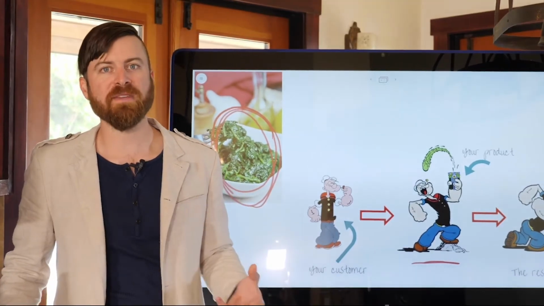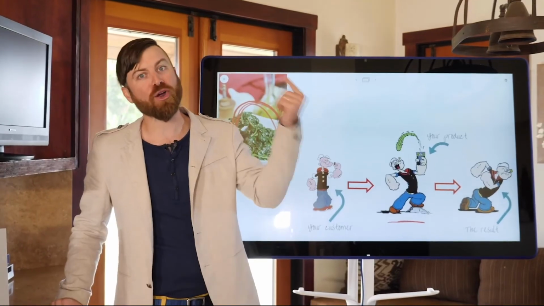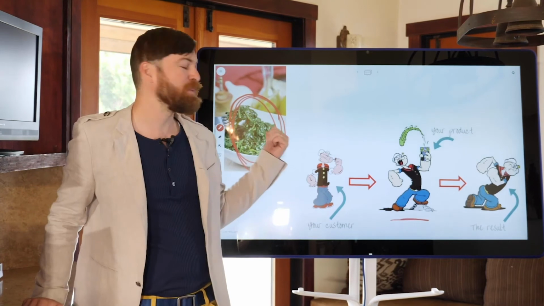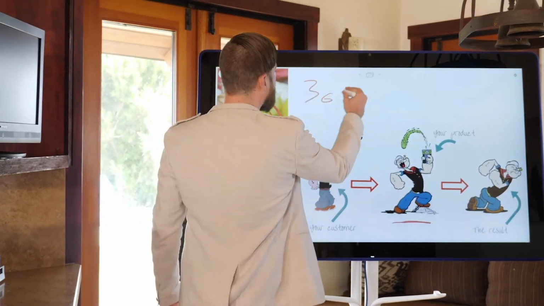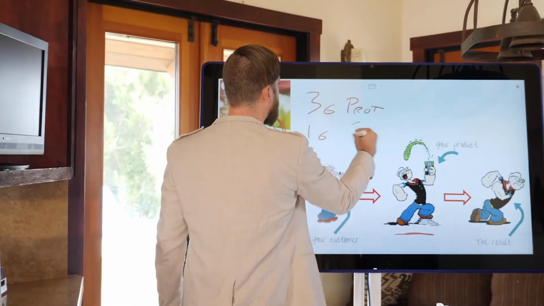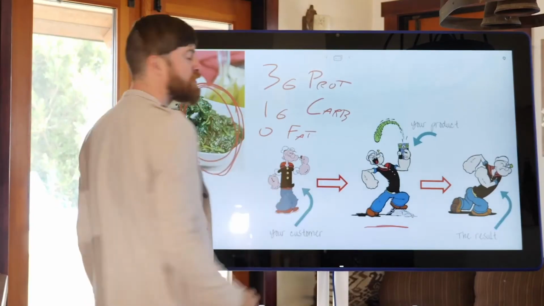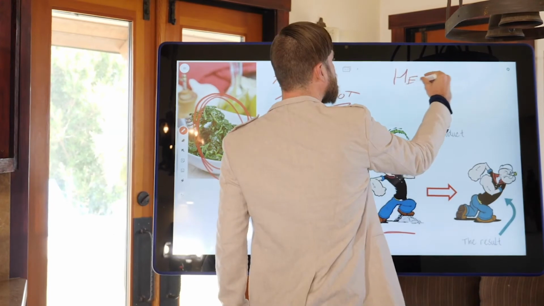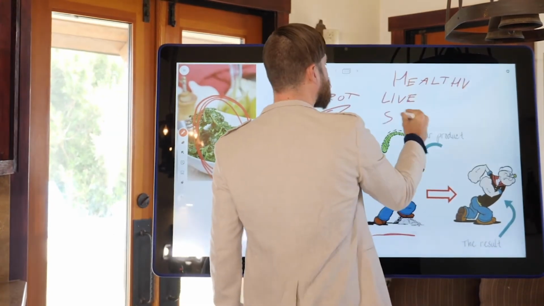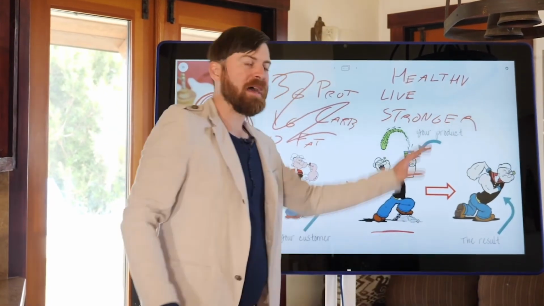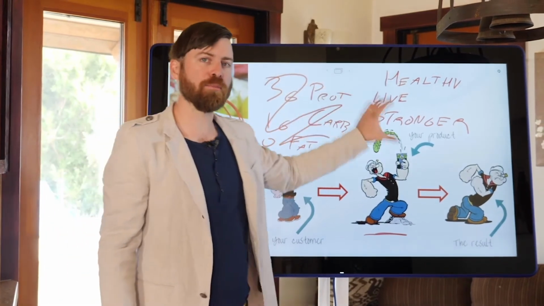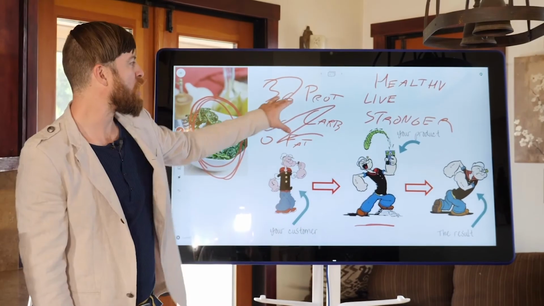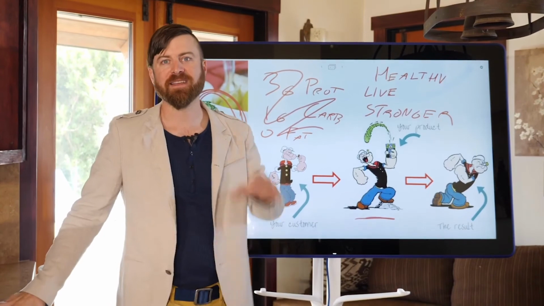Whenever you come across a feature, think to yourself, how can I market this as a benefit? Instead of saying spinach has 3 grams of protein or 1 gram of carbs and 0 fat, think to yourself, screw all this. How can I say this is a benefit? Spinach is healthy, it makes you live longer, and it makes you stronger. And if you talk about food like that, you're gonna sell a lot more of your product than if you're just talking about the protein, carbs, and fats in your product.